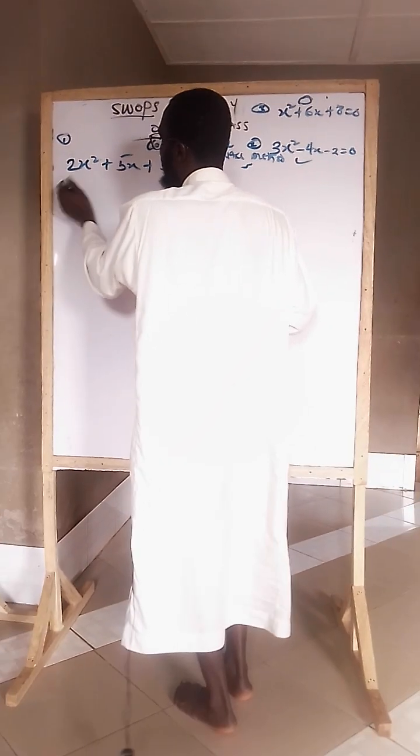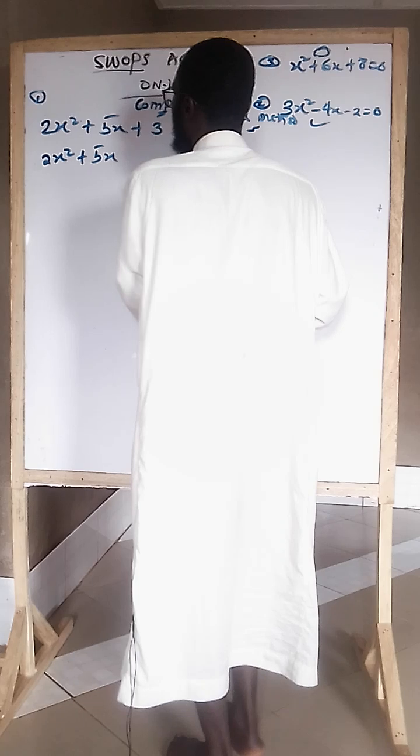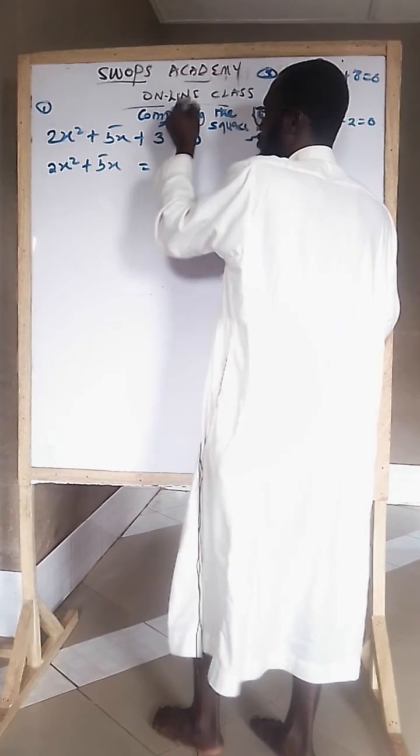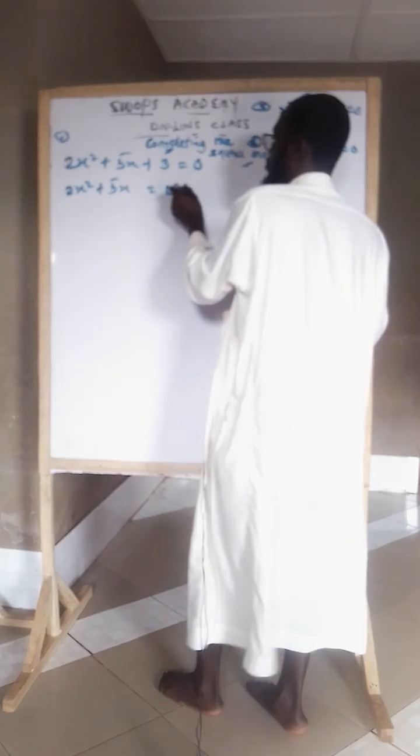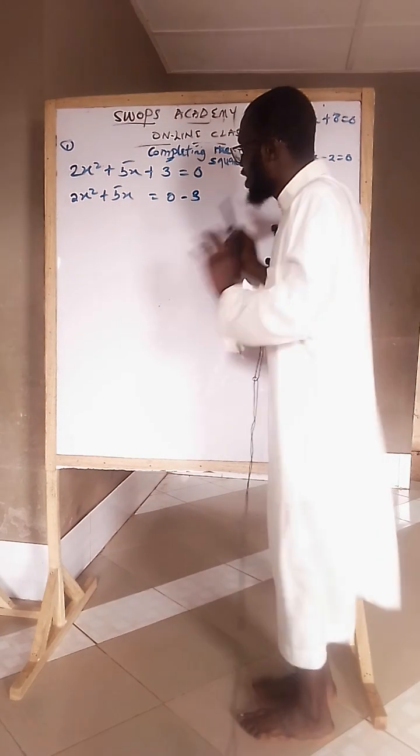Now, what will we have? We have 2s squared plus 5s equals to 0. When this is coming, it will be minus 3. Hope I'm communicating. That is the first one.